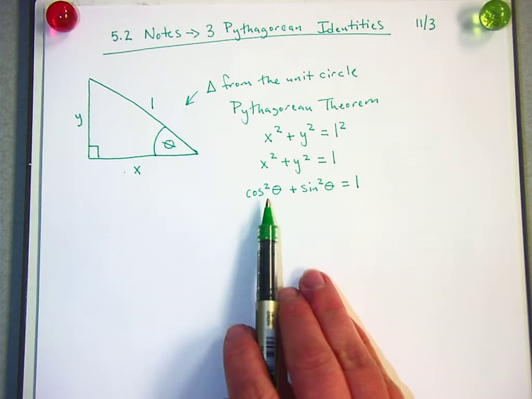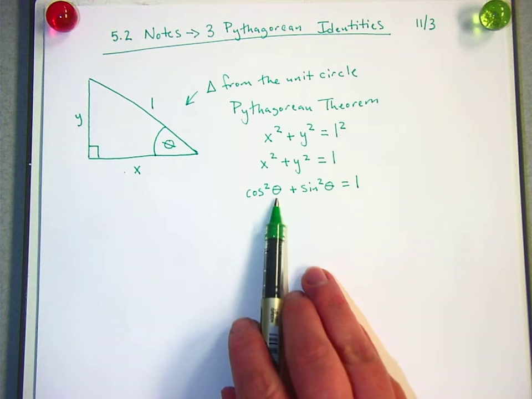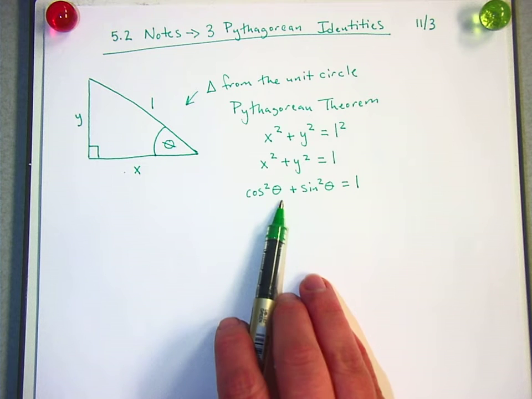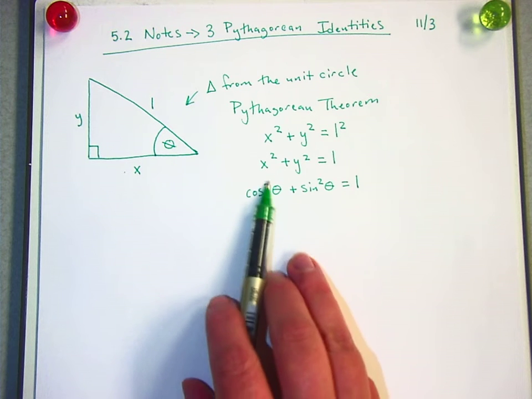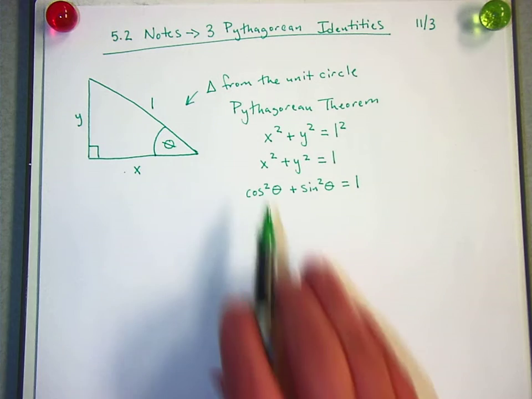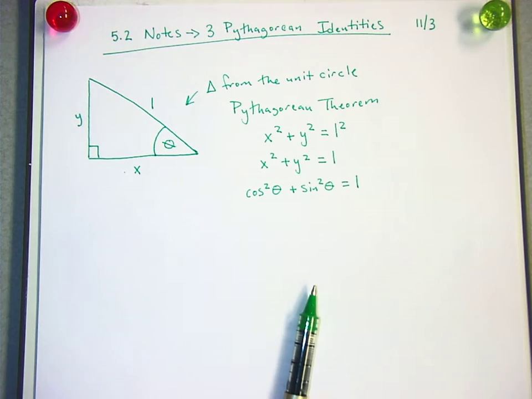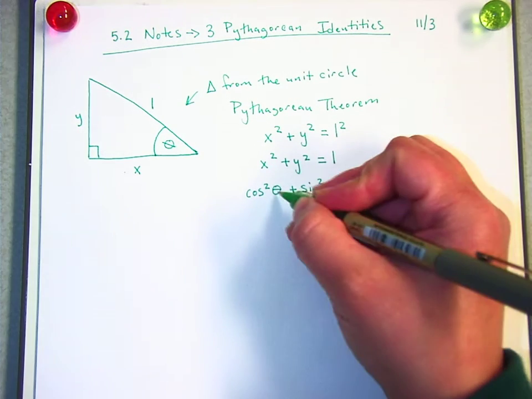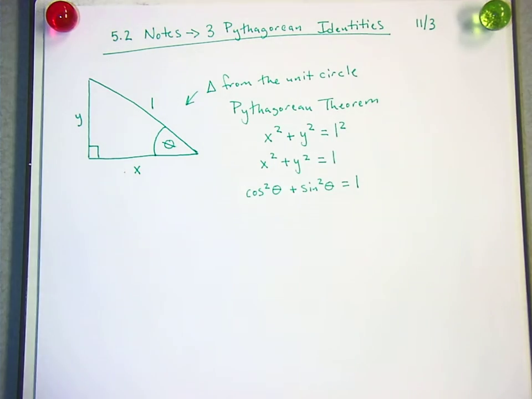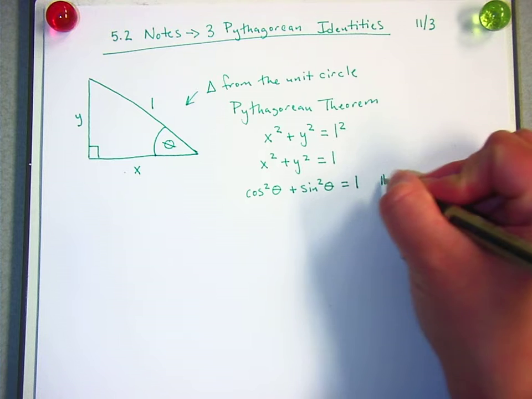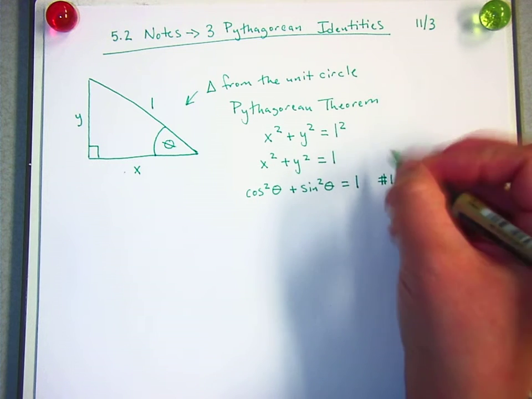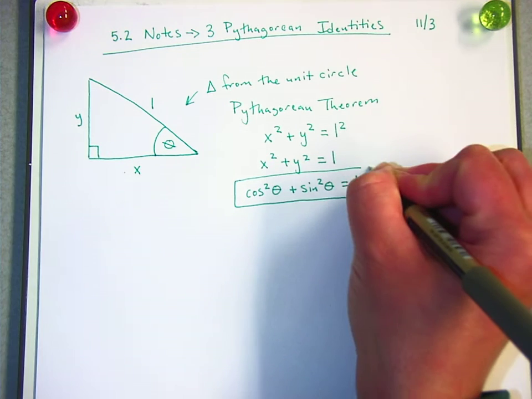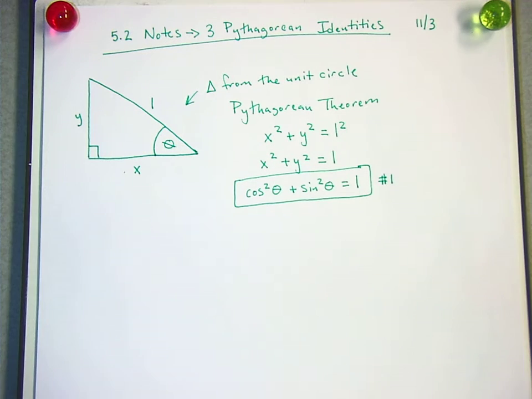Now, I know that it looks weird to have this theta here. Theta is just the angle you're referring to. So when you're talking about cosine, you'd say like cosine of theta. And when you square it, the square goes right by the word cosine instead of by the angle, because it's implying that the whole cosine is squared, not just the angle is squared. So this is the Pythagorean identity number 1. This is the one that keeps coming up over and over again.